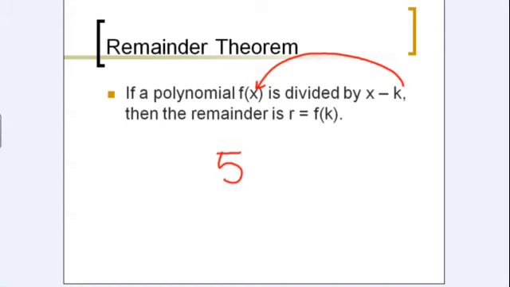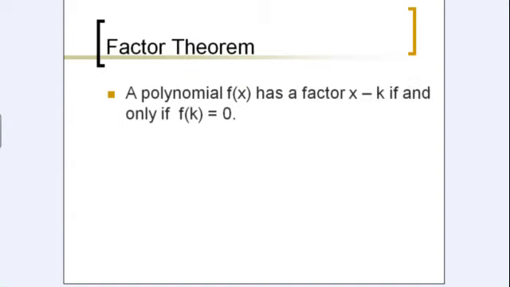You actually saw this connection when we looked at synthetic substitution versus direct substitution. Then we have the factor theorem that says a polynomial f of x has a factor x minus k if and only if f of k equals 0. Meaning if I plug in k into the function, the remainder has to equal 0. Let's apply these theorems in some examples.